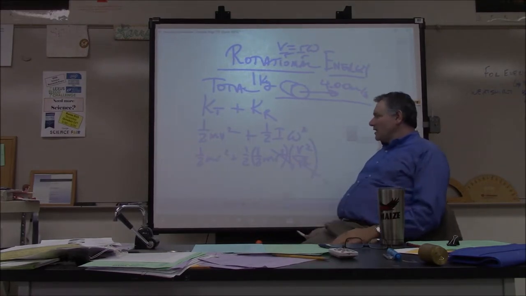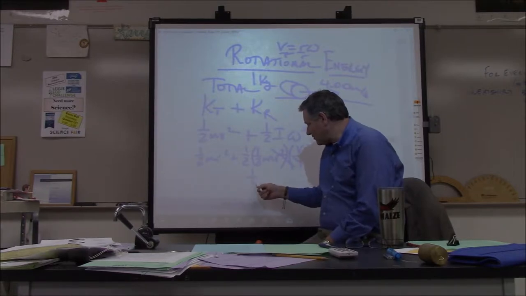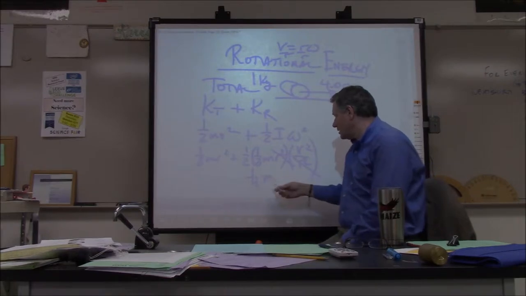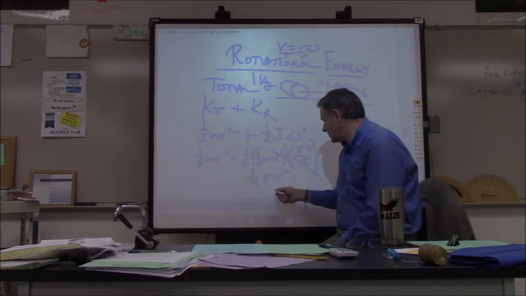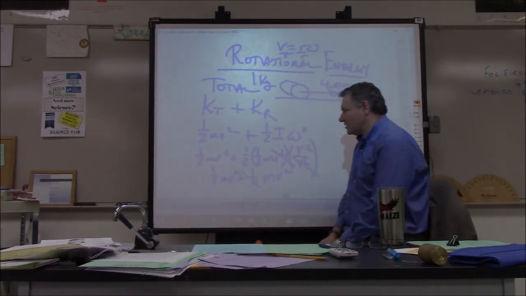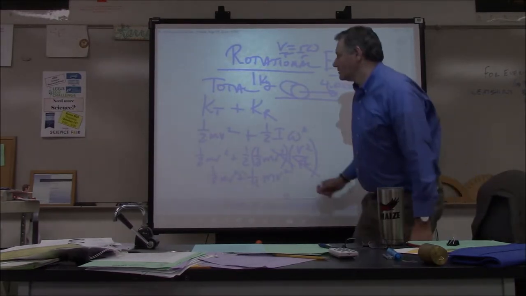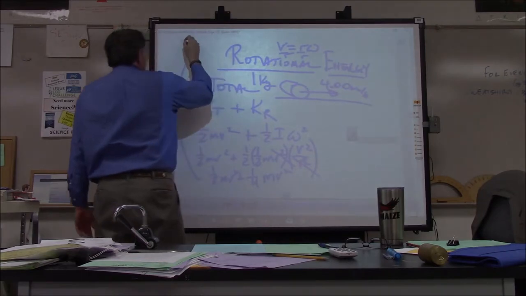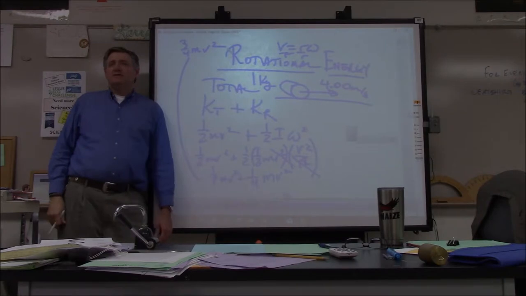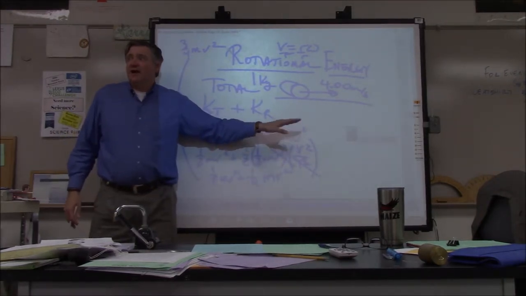So, look what happens here. If I take 1/2 times 1/2, I get 1/4. My r squared cancels out, so I've got 1/4 m v squared plus 1/2 m v squared. If I take 1/2 m v squared plus 1/4 m v squared, I get 3/4 m v squared.